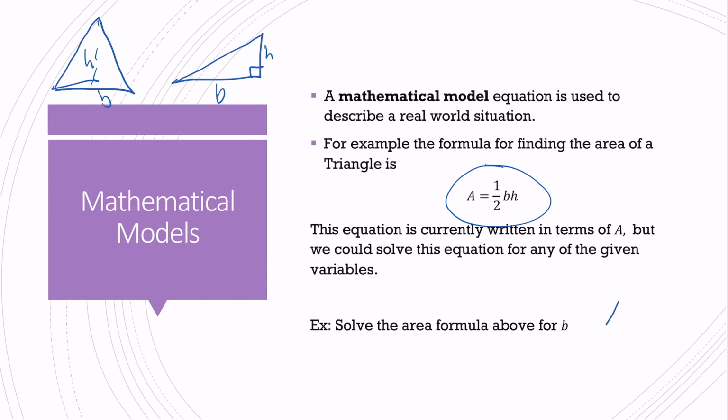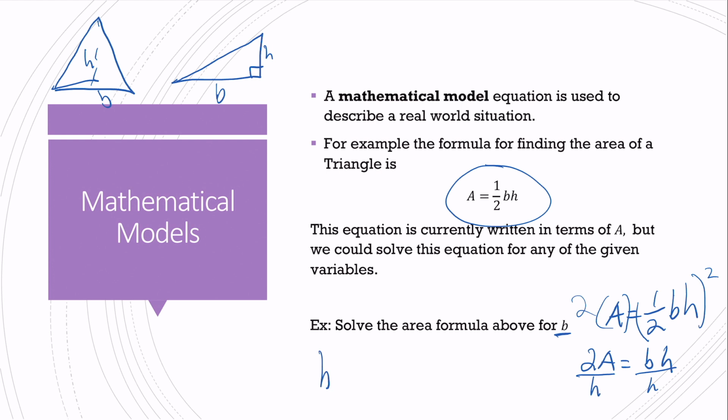And when I have a model, just like we're able to manipulate our equations in a single variable to solve for x, we can also take a model and solve it for a specific variable, in this case b, using those properties of addition and multiplication. So my goal is to get this b all by itself. The first thing I'm going to do is multiply both sides by 2 to get rid of that 1/2. So I'd have 2a is b times h. And because they're being multiplied together, in order to get them apart, I need to divide by h. So my final answer, if I solved the area of a triangle formula for b, is b equals 2a over h.